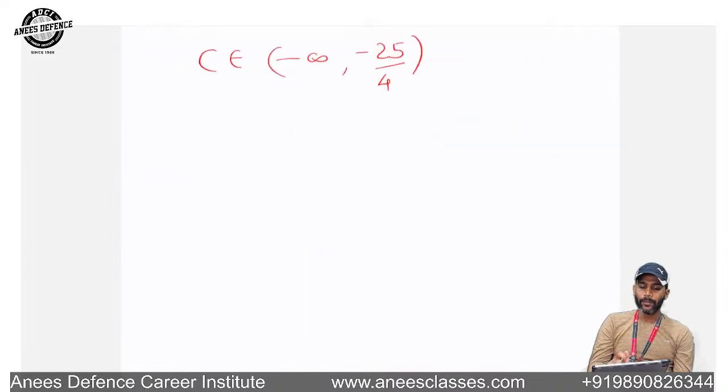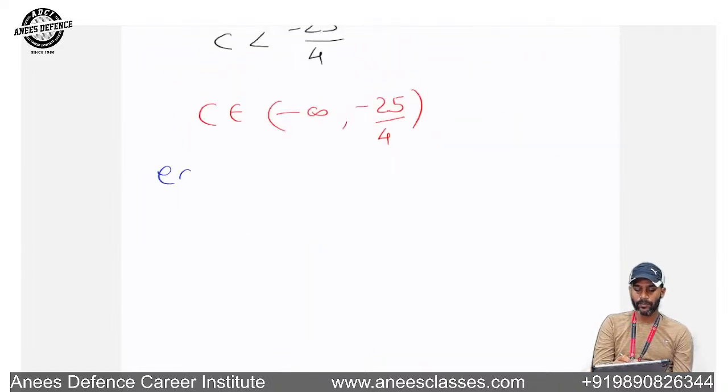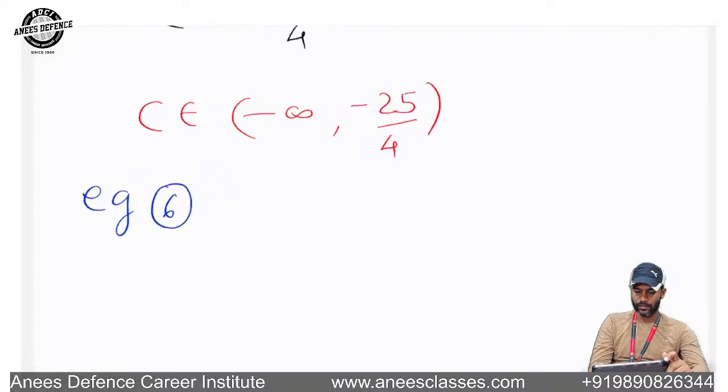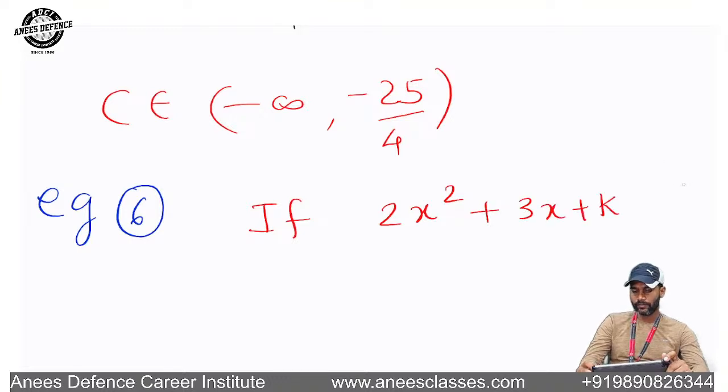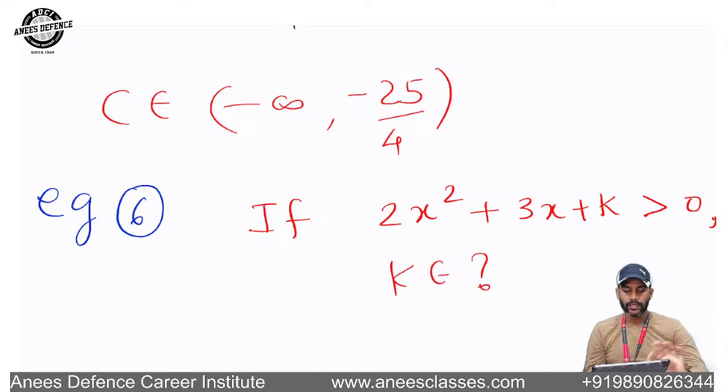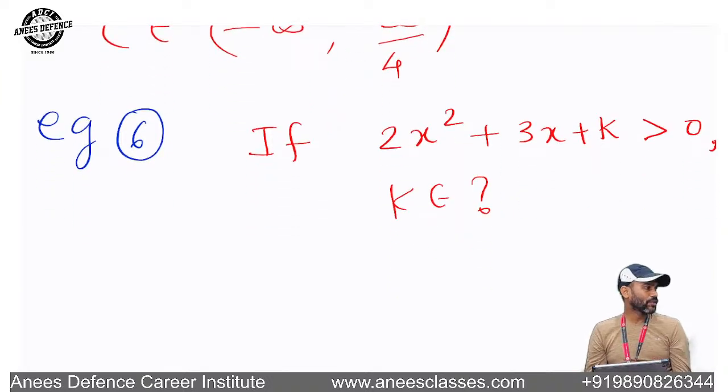Example number 6. If 2x square plus 3x plus k is greater than 0, then k belongs to what? Very easy. Same type of question I have asked.